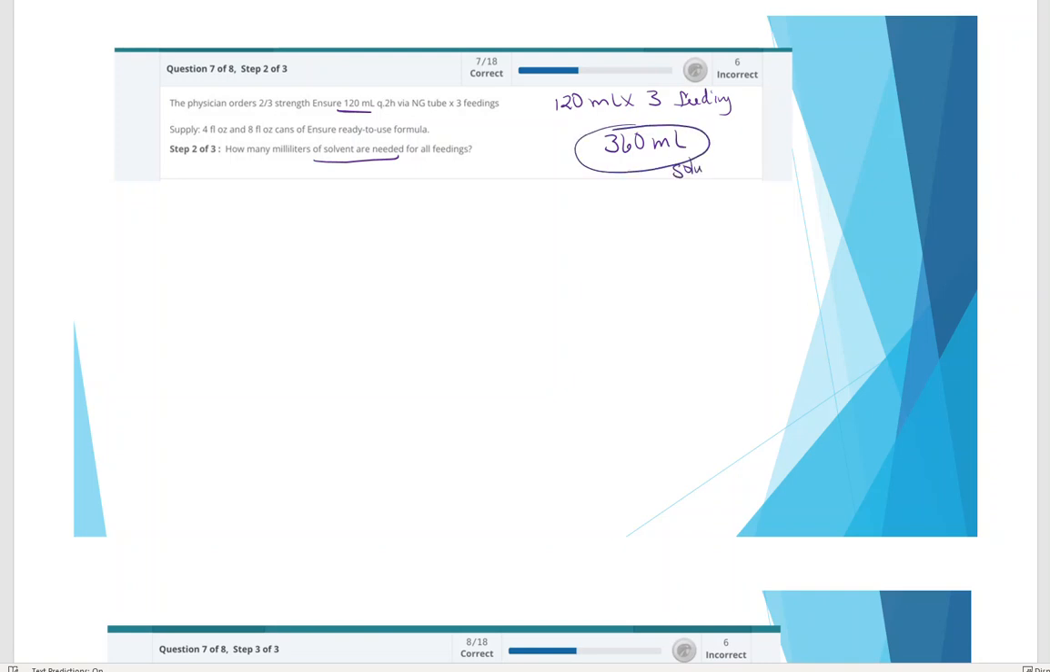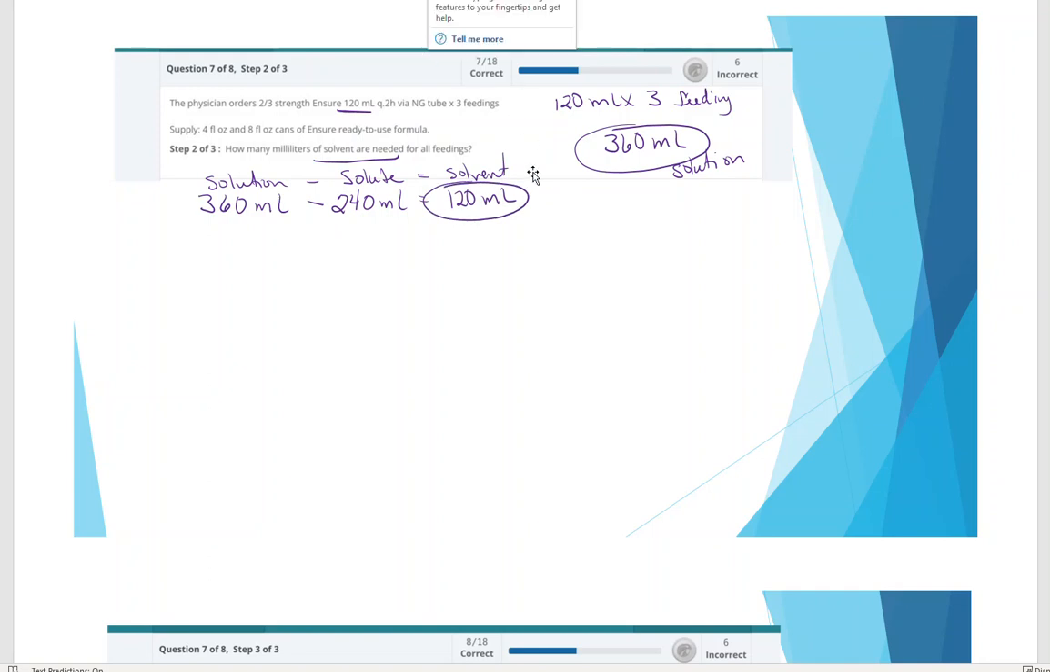Again, this is my solution. I want to know how much solvent. So if I take my total solution minus my solute, then I am going to get my solvent, which is 120 milliliters. So solution minus solute equals my solvent. So 120 milliliters of solvent for all 3 feedings.